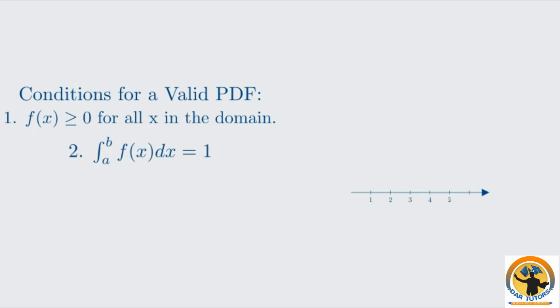Second, the total area under the curve must be exactly 1. If the domain is from a to b, this means the integral of f of x over that entire domain must equal 1. This condition ensures that the probability of the variable taking any value in its possible range is 100%, which is what we expect.